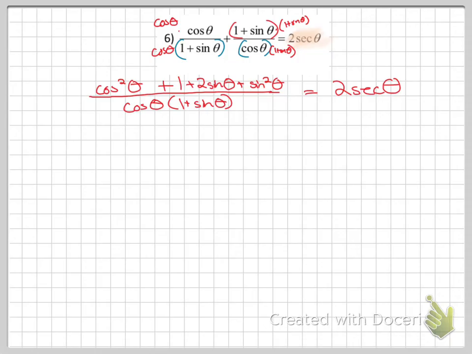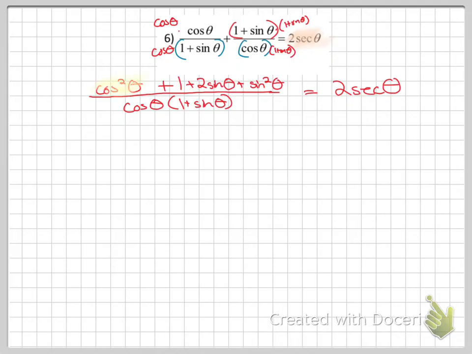Now, do you see any identities on the top? The bottom's in factored form. We're going to leave the bottom alone for a minute. The top is kind of a mess. Are there any pieces we can merge together to replace using an identity?